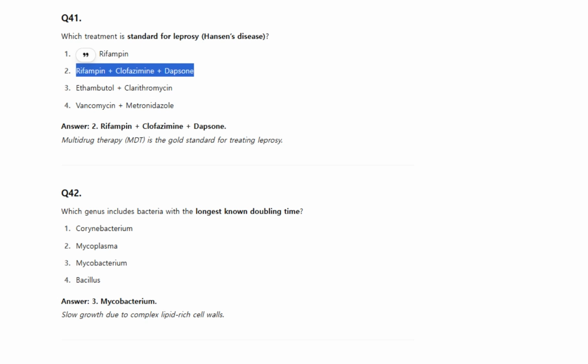Q42. Which genus includes bacteria with the longest known doubling time? 1. Corynebacterium. 2. Mycoplasma. 3. Mycobacterium. 4. Bacillus. Answer 3. Mycobacterium. Slow growth due to complex lipid-rich cell walls.